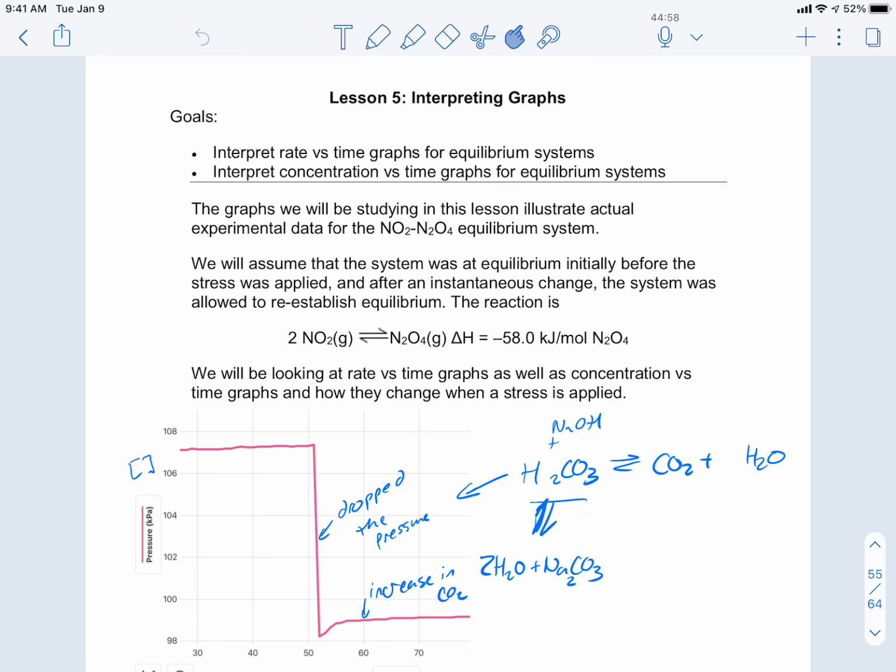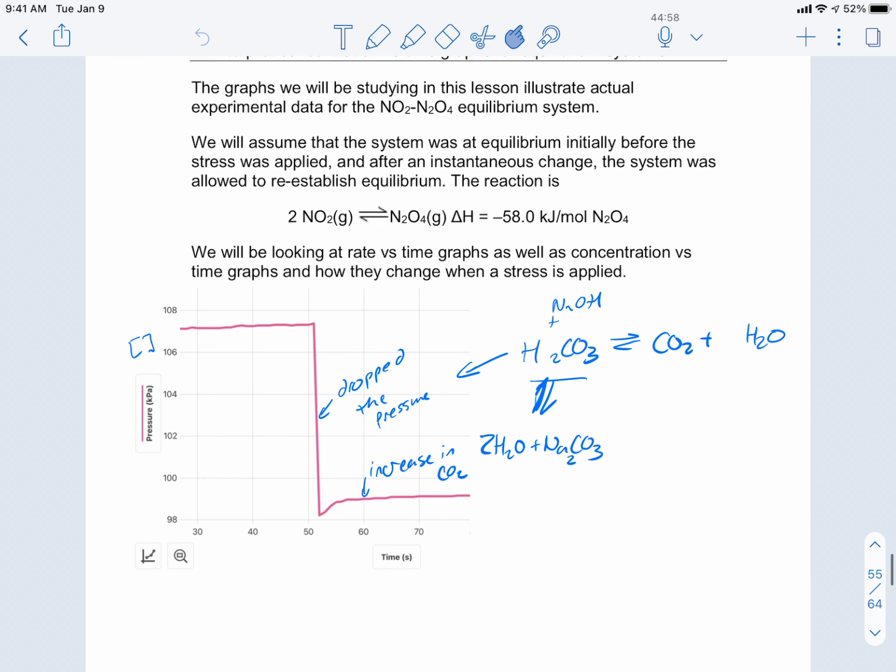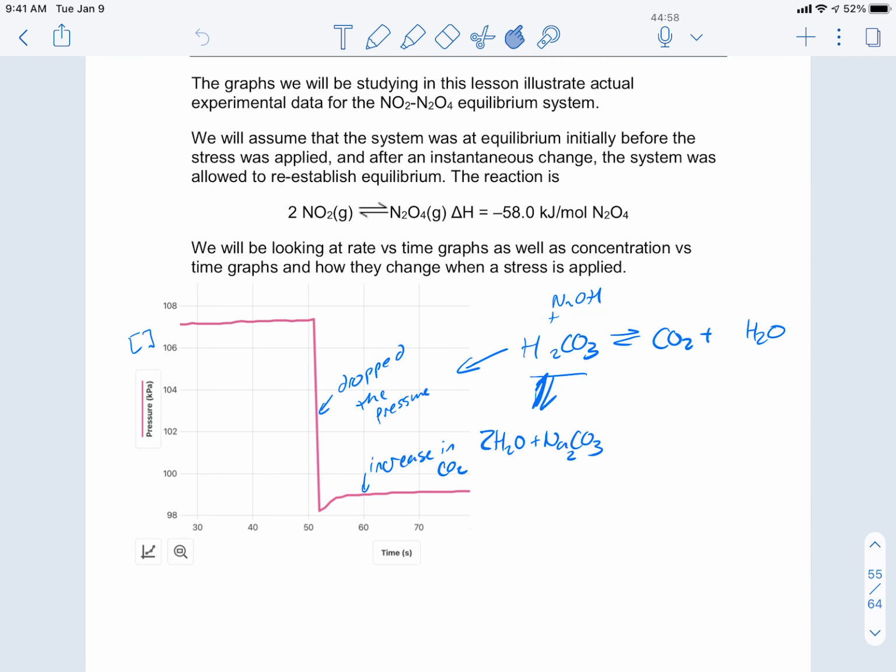Hello everybody, today we are talking about Lesson 5, Interpreting Graphs. So in this lesson booklet, or in this lesson, we have a representation of the data of the equilibrium process in sort of a graphical representation. So in our class, we actually did an experiment.